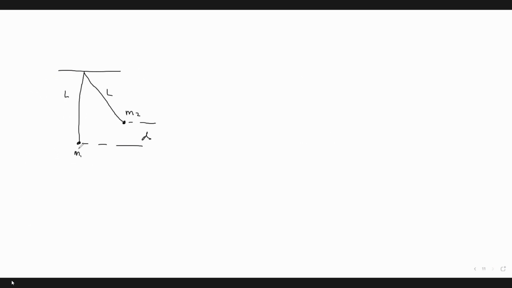Well, what is going to be the speed of M2 just as M2 hits the first ball? Well, that's going to be given by conservation of energy. We're going to have M2 g D equals 1/2 M2 V2 squared. So V2 is equal to the square root of 2gD, which we've seen I don't even know how many times. Now the two of them stick together.